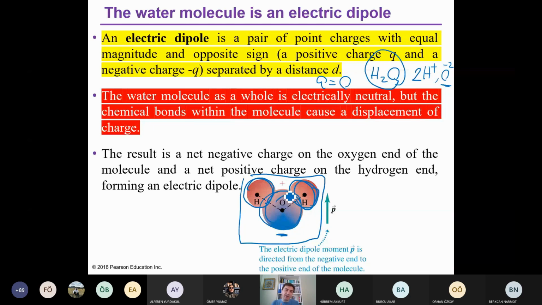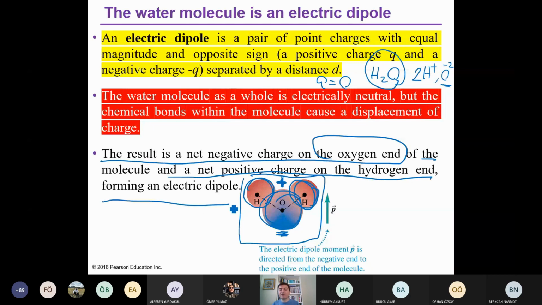So due to the chemical bonding, due to this arrangement of the atoms in the water molecule, we have positive charges located here, and we have negative charge located here. The result is a net negative charge on the oxygen end of the molecule and a net positive charge on the hydrogen end of the molecule. Then it forms an electric dipole. Here I have positive charge, here I have negative charge, and it is an electric dipole. It has a certain electric dipole moment from negative to positive.